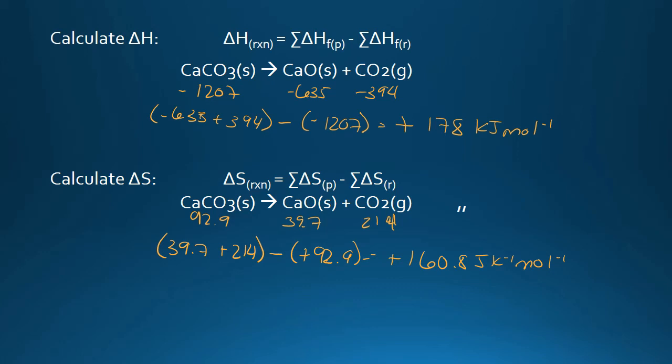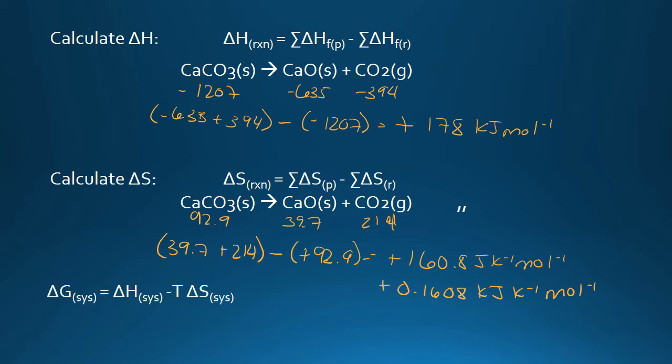So you got the right number, or at least the right sign to the number. We want it in kilojoules, so positive 0.1608 kilojoules per Kelvin per mole.